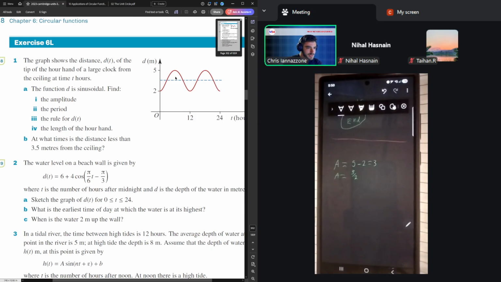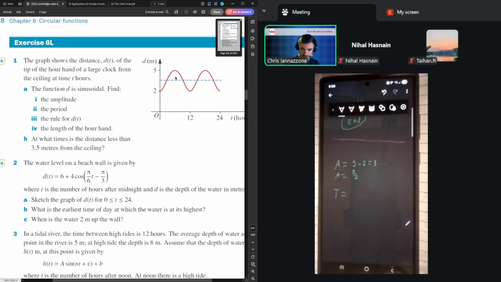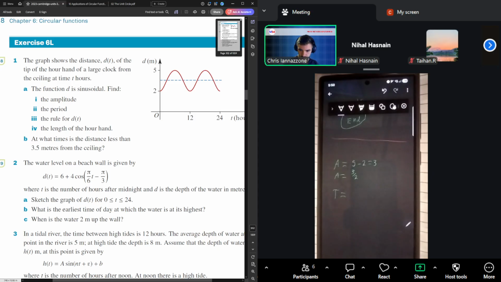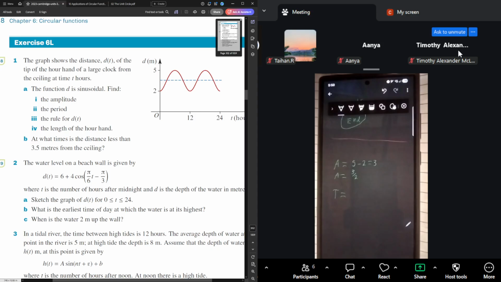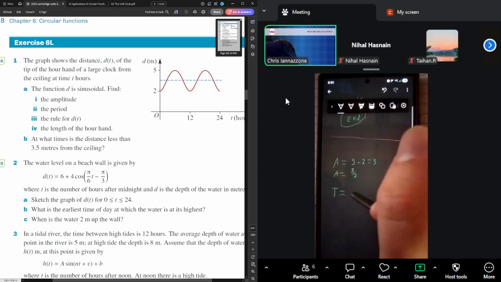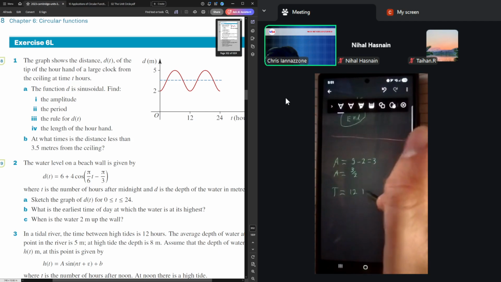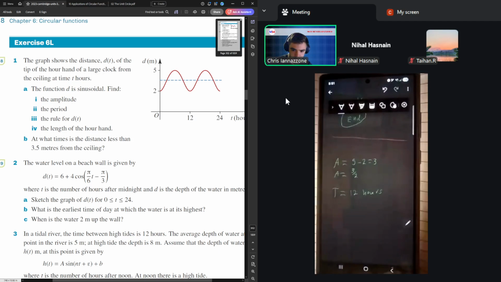Next up, asking for period. Reminder, period is the time it takes for the circular function to repeat once. And analyze that graphically. It repeats every 12 hours. Here is going to be 12 hours. Yep. That's it. You'd want to probably put hours here because now we're going into applications, so we want to start giving units for things.